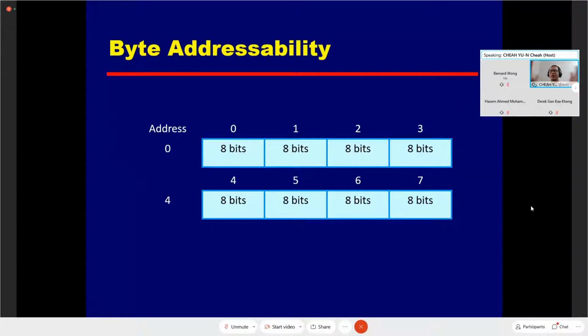So let's look at the diagram here. This is an example of a 32-bit word, and each byte has an address. So we have address 0, address 1, address 2, address 3 for each byte. The next word will have 4, 5, 6, 7. But look at the address of the word. The first one is address 0. The next one is address 4.